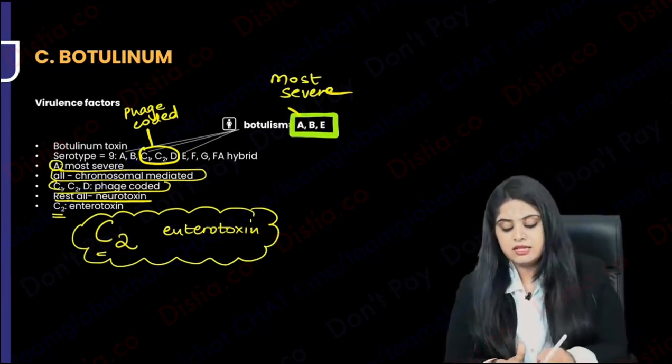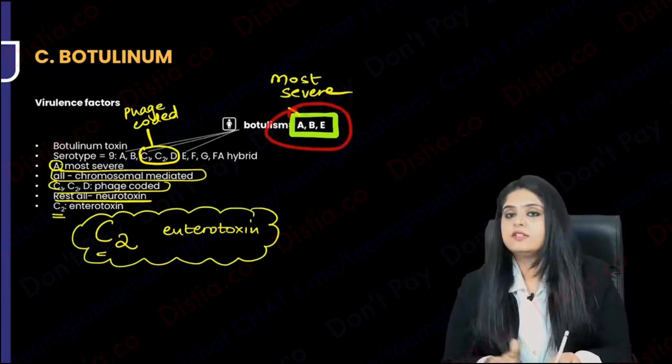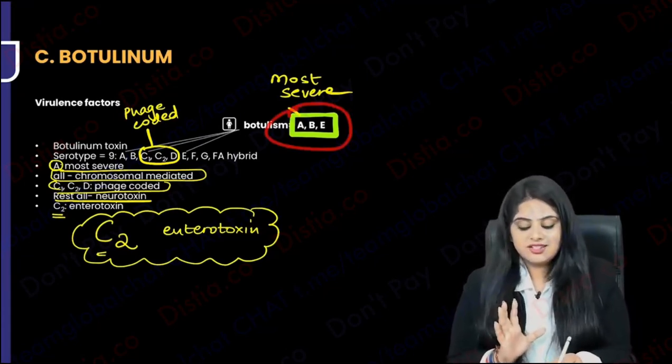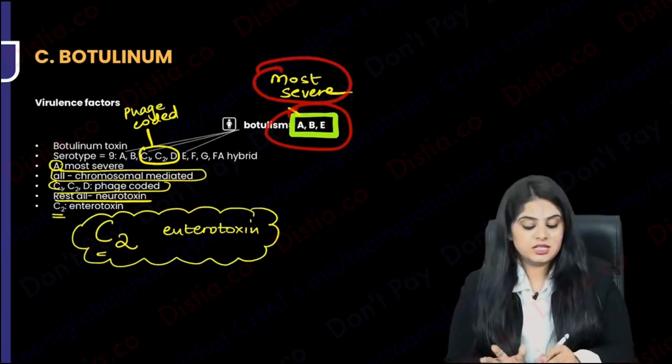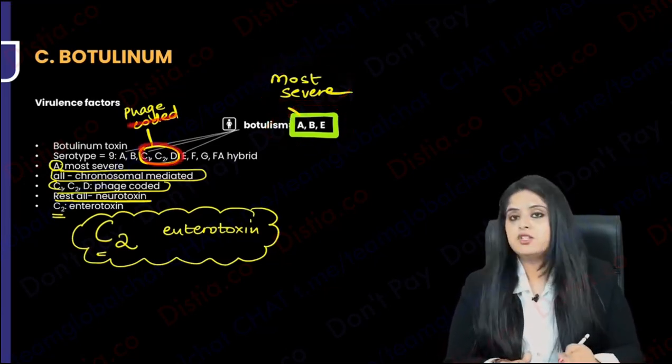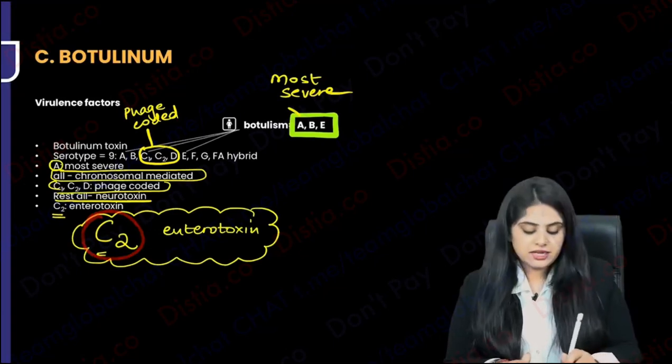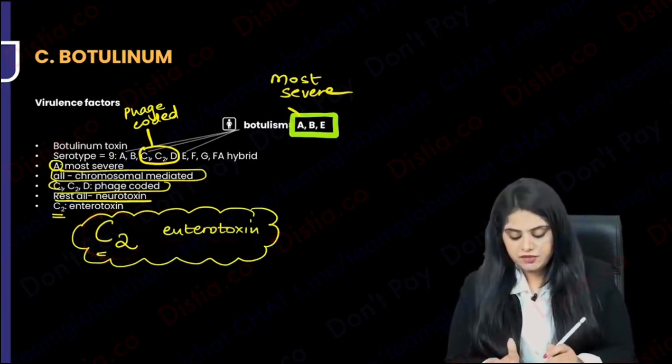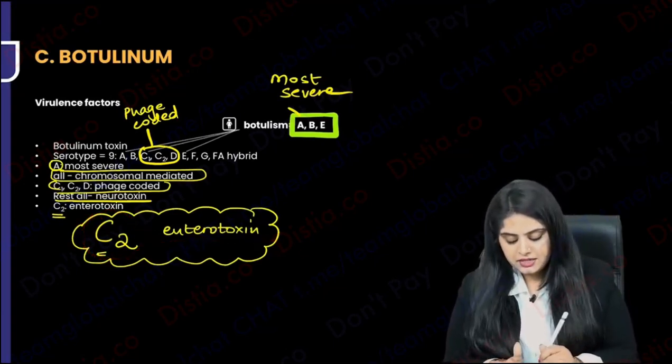Do you want to do a quick recap? Tell me which are the ones which cause infection in us. ABE causes infection in us, where A is most severe. Okay. After that, all of them are chromosomally mediated, but CCD is going to be Phage coded. All of them are going to be neurotoxins, but the colon C2 is going to be the enterotoxin. So now we can go ahead and study what is going to be the exact pathogenesis out here.